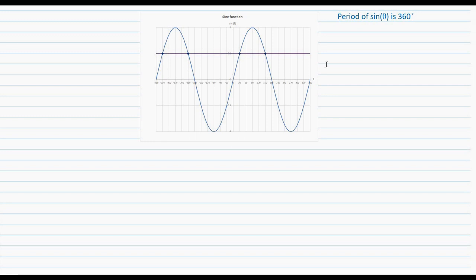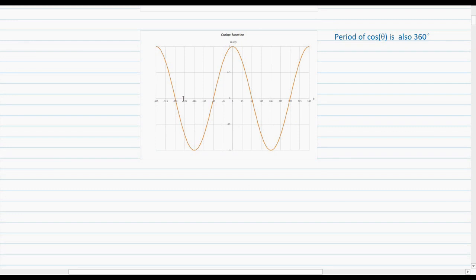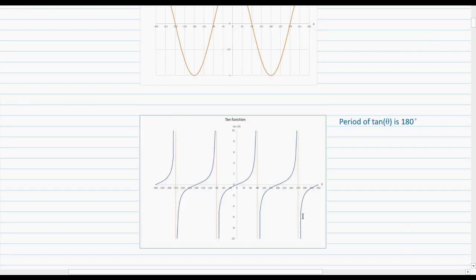And the cosine function is very similar and has the exact same shape, except it's offset by 90 degrees. But since it has the exact same overall shape, every 360 degrees the graph repeats itself. Therefore, the period of cos theta is also 360 degrees. Then last is tan theta.